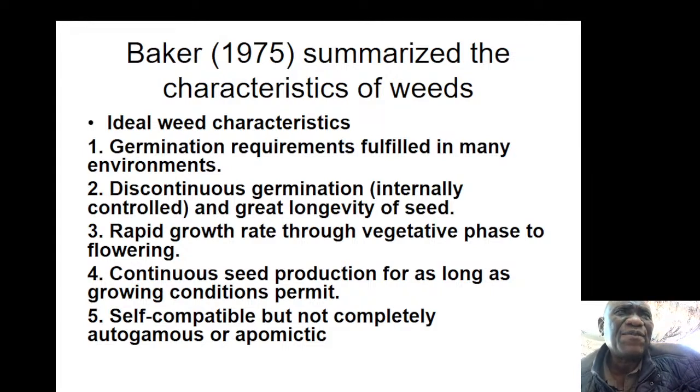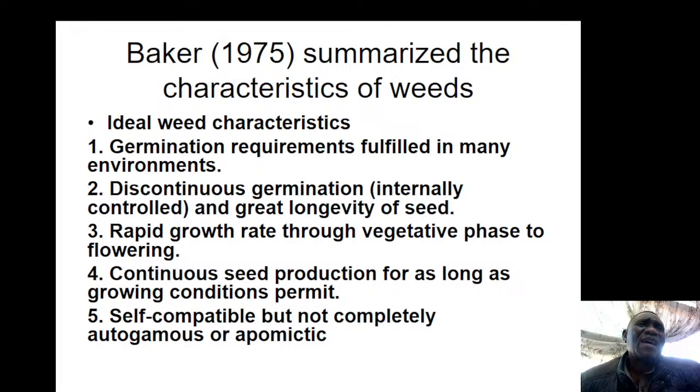There's also self-compatible, but not completely autogamous or apomictic. These weeds can self-fertilize. So you can start with a small population and you can have a lot of plants thereafter. So there's self-fertilization, that is what it means, of the flowering parts.